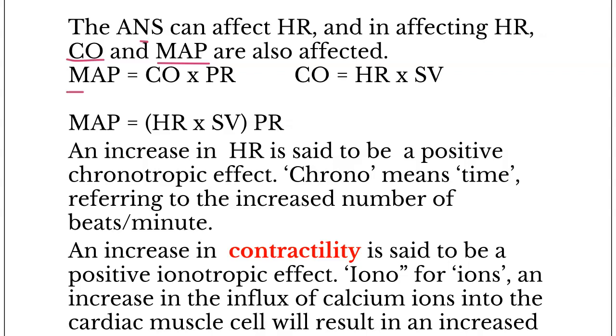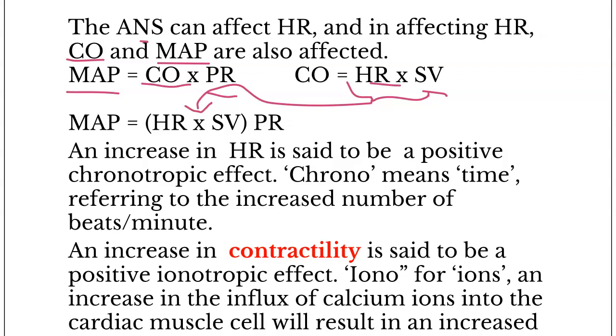Remember that mean arterial pressure is dependent on cardiac output and peripheral resistance, while cardiac output is a parameter of heart rate and stroke volume. So if we substitute heart rate times stroke volume for cardiac output in the MAP equation, you can see how heart rate and stroke volume and peripheral resistance are going to influence MAP.